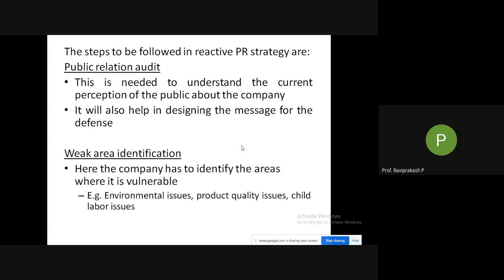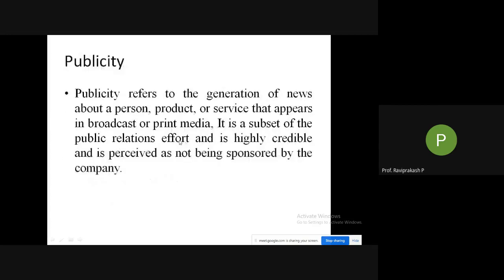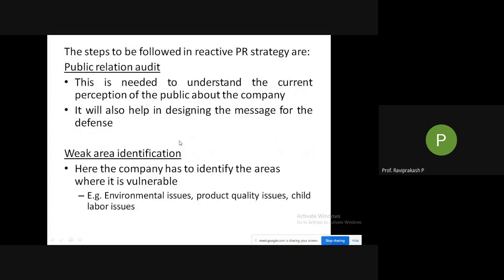Like if there is an environmental issue, really, but nobody knows about it and nobody is concerned. But suddenly some allegations are made which were not related to these environmental issues. Later, as the company is in focus, people try to get something about it, and these things also come. Just as an example, I gave you weak area identification. These are the two PR things that we do in reactive strategy, where we try to find out what people think and form a message which can be used to defend.